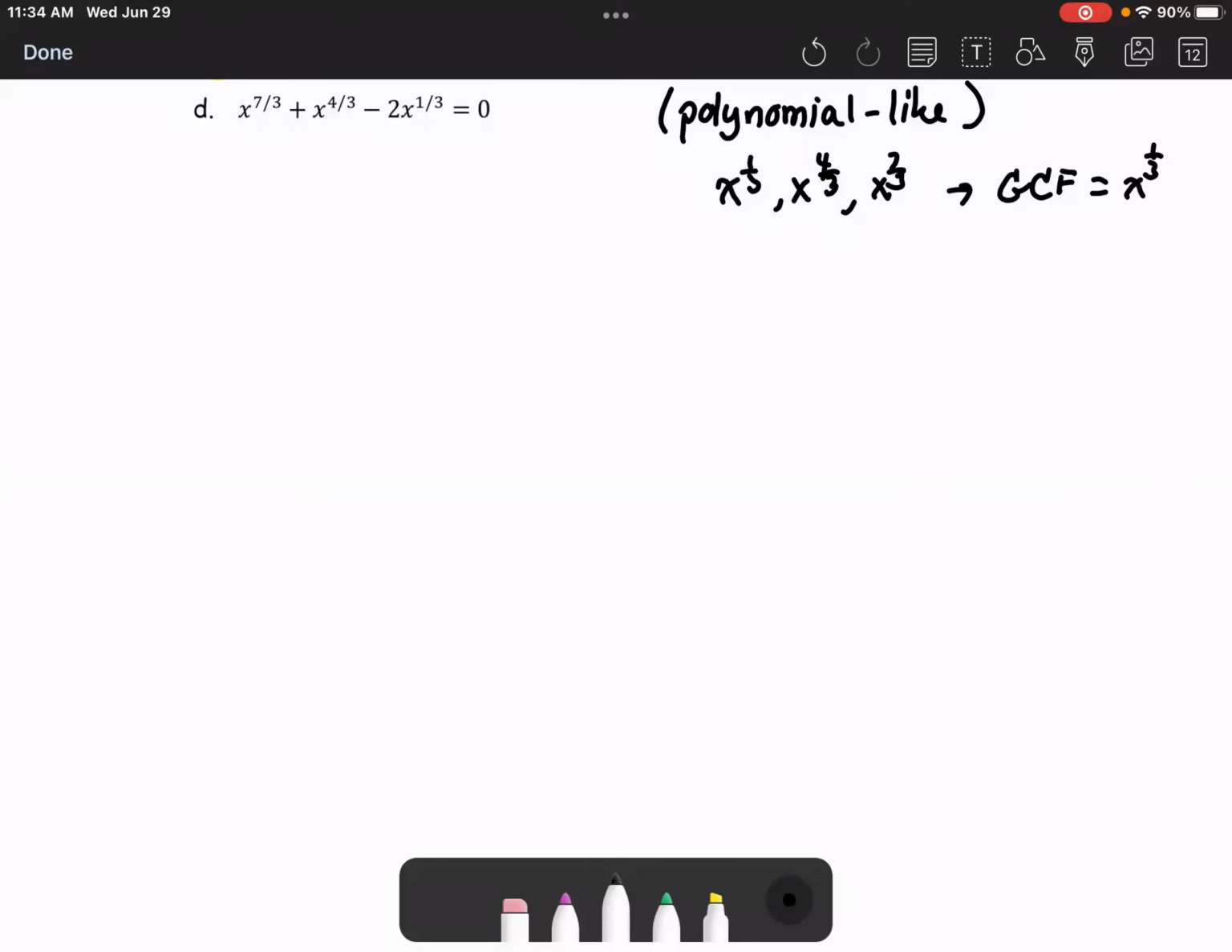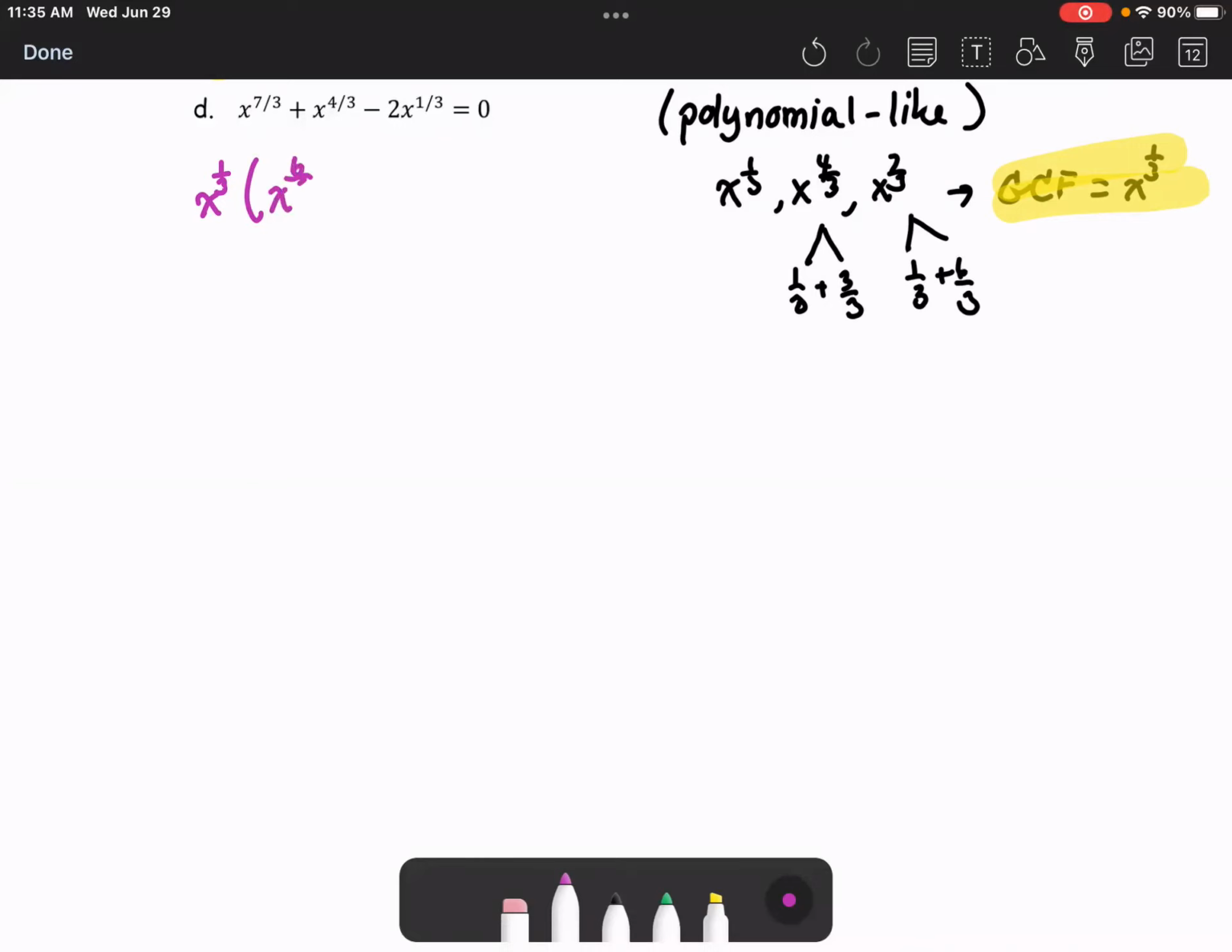So that means 4 over 3 is 1 over 3 plus 3 over 3, and 7 over 3 is 1 over 3 plus 6 over 3. That would be easier for us to factor before we solve for x for this problem. So we're going to factor the greatest common factor, which is x to the power 1/3. And then the remaining factor of the first term will be x to the power 6 over 3, plus x to the power 3 over 3 for the second term, minus 2 equals 0.